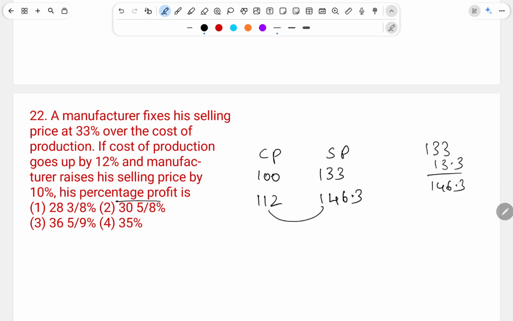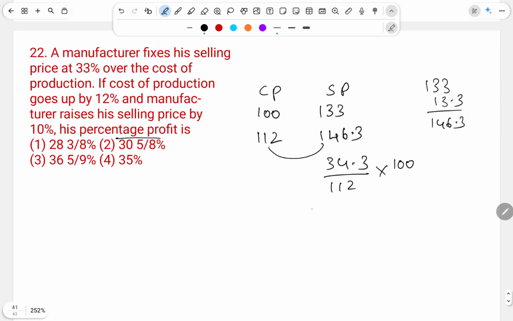146 only, no? Yeah. So how much it increased? 34.3 over 112 into 100. So it becomes 3430 by 112. How many times it goes? 112 3 times. 336. 13 minus 6, 7. A point means 30 times or 31 times. Approximately 30.